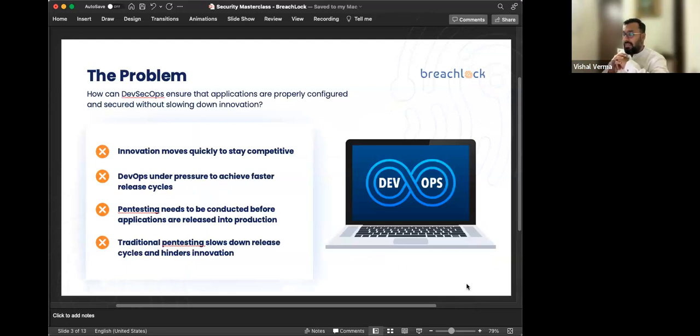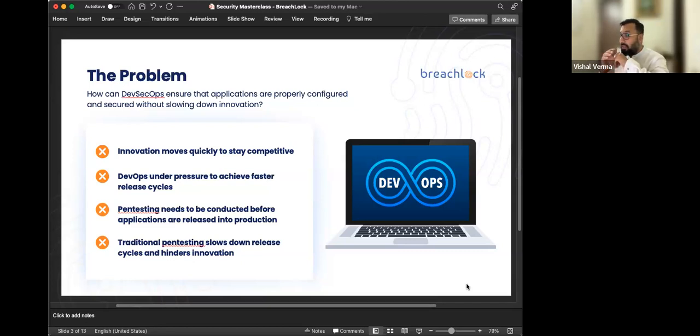The problem statement basically is: how can we ensure the applications are properly configured? That's the one single question that the majority of the CISOs and security professionals we talk to ask, spreading across geographies, portfolios, and designations within the organization: how can we make our applications secure without slowing down innovation? Innovation is the need of the hour, and a lot of feature-rich applications are being released into production, but are they really secure? That's the question they want answered through the assessments we do as a pen testing as a service provider, right?